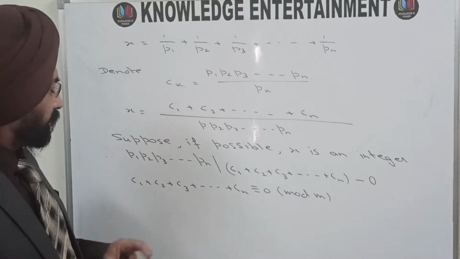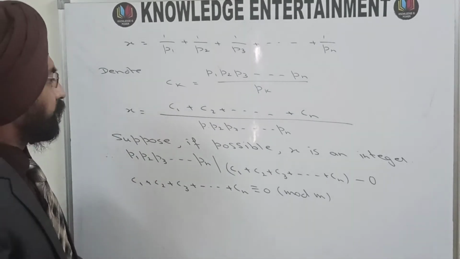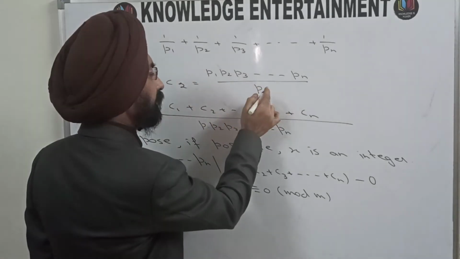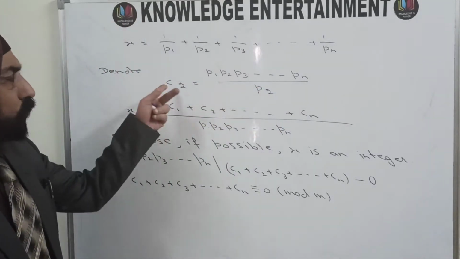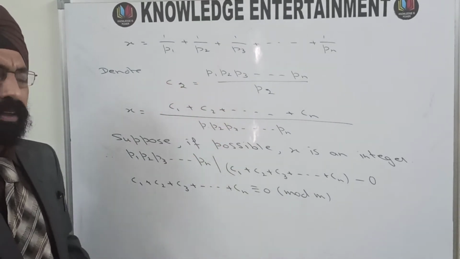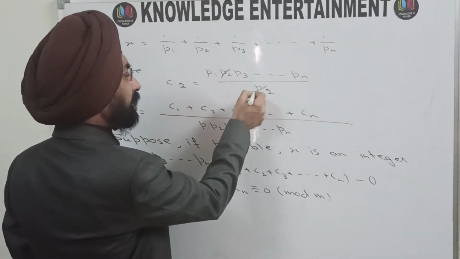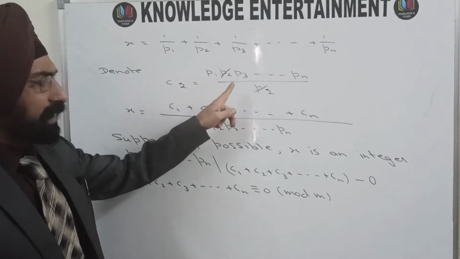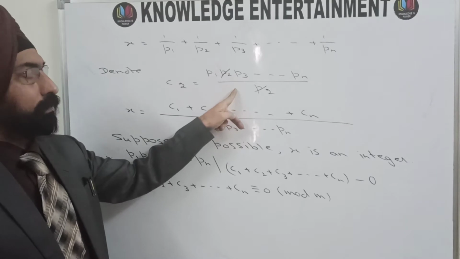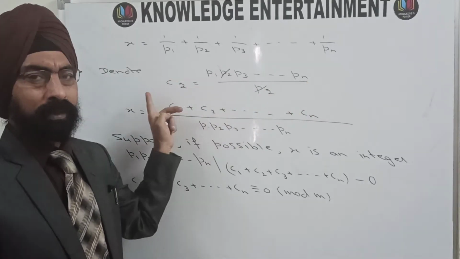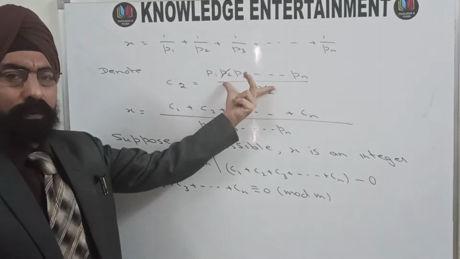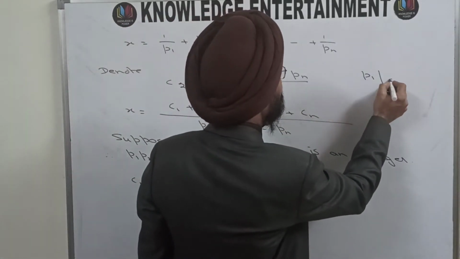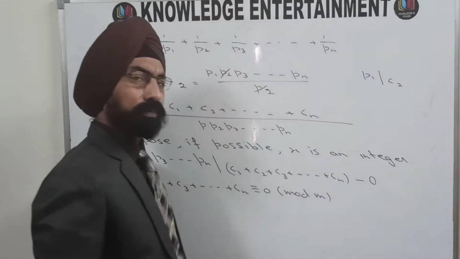Now look at, what about C2? Your C2 will be this quantity. Replace k by 2. And what will happen? P2 will be cancelled out. All the rest of the primes will be there. So in C2 only P2 is absent. All rest of the prime numbers are there. So it is divisible by P1. You can easily see that P1 divides C2.